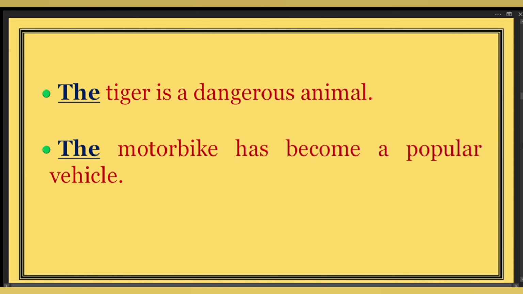The red one is Nita's. Then in front of a noun, when it is used in a general sense, it represents the whole class it belongs to. For example, the tiger is a dangerous animal. Then the motorbike has become a popular vehicle. Now, in the first sentence, the tiger refers to all tigers and not a specific one. But in the second sentence, the motorbike refers to motorbikes in general.